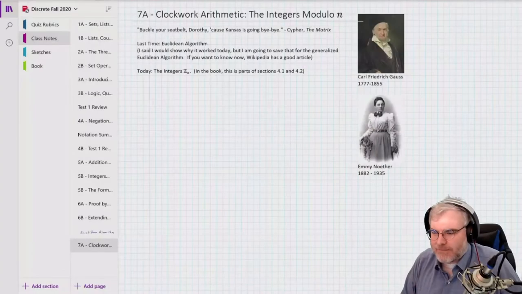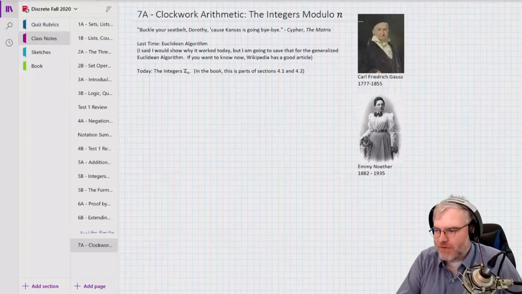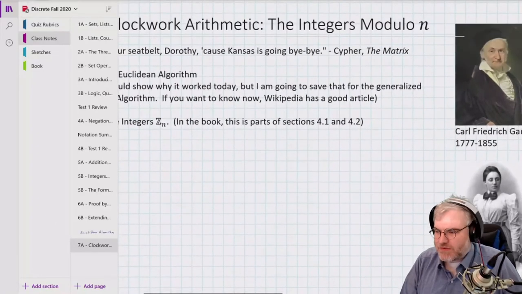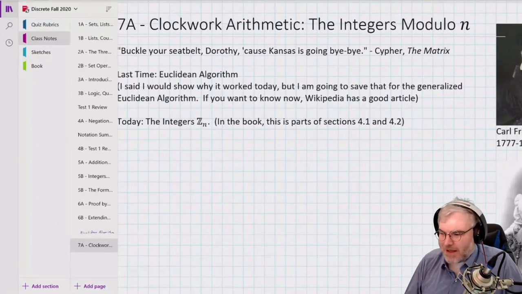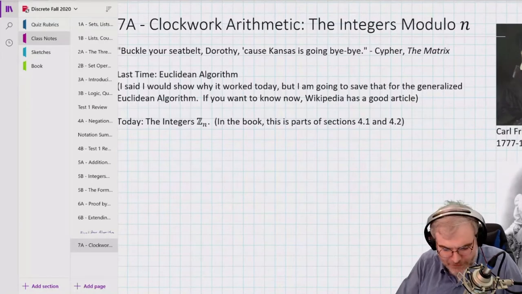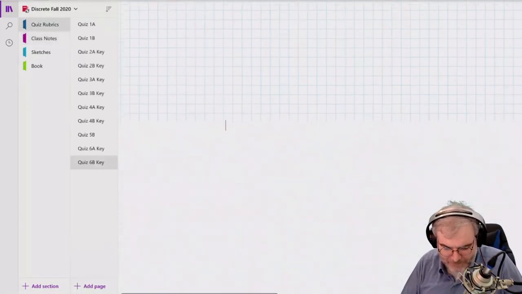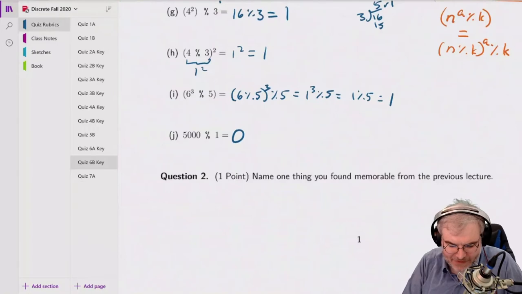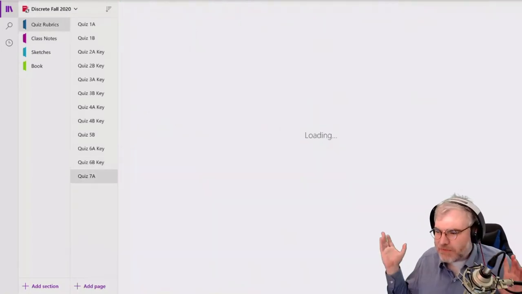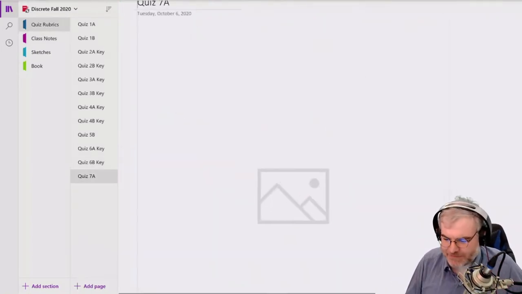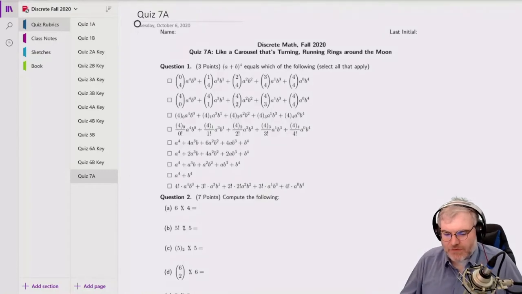Yes, so clockwork arithmetic. Is that the thing I said that everybody freaks out about? Yes. So the quote for today is, right here, buckle your seatbelt, Dorothy, because Canvas is going bye-bye. So that's what's going to happen today. And it's kind of fun. But let's start with the quiz.